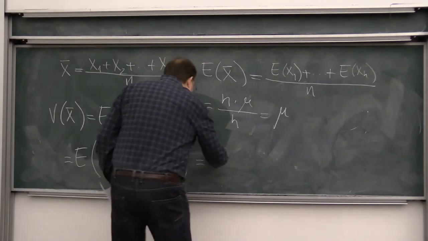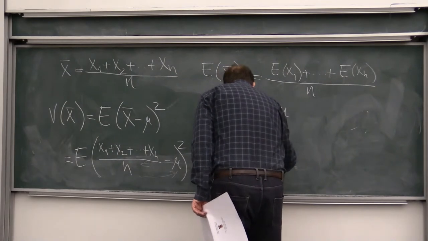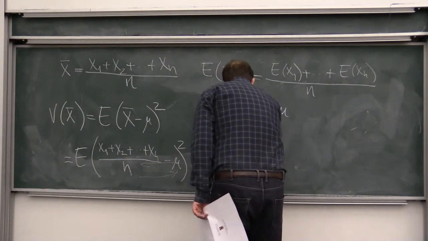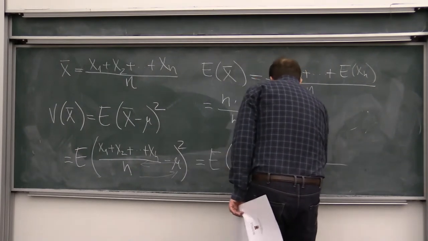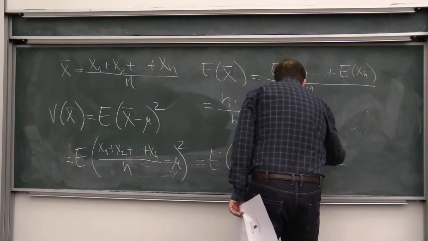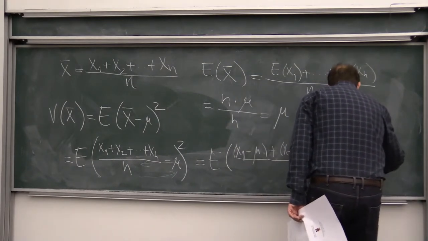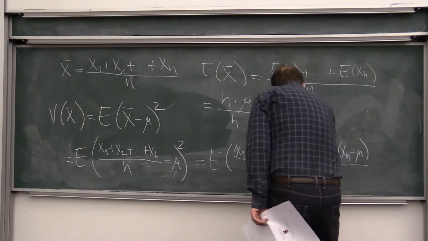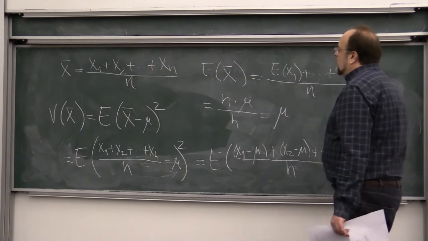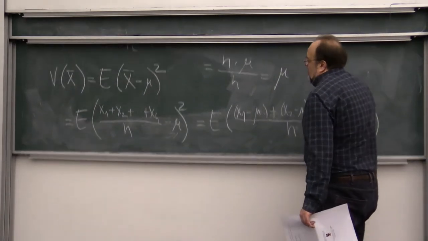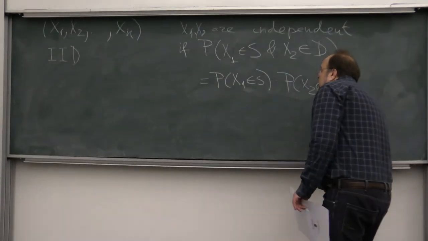and so this will be E of x1 minus mu plus x2 minus mu plus xn minus mu, divided by n, squared, right? So now how do we handle this? So I guess I can put this one up and both of this now.